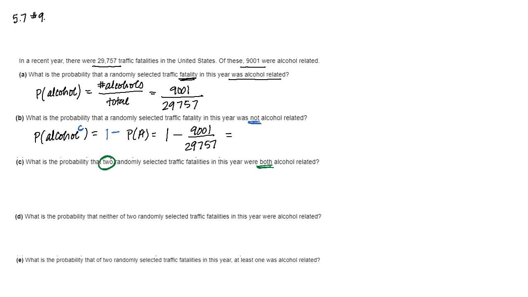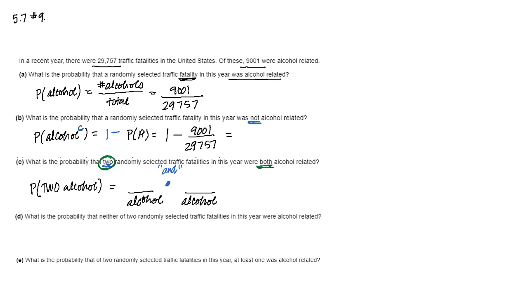We have 2 events, and we want the first one to be alcohol related and we want the second thing to be alcohol related. The first one and the second. You might also notice that there are 2 events. Multiple events usually means the multiplication rule. So what's the probability you get alcohol and another alcohol-related event? The probability that you get 2 alcohol-related fatalities.